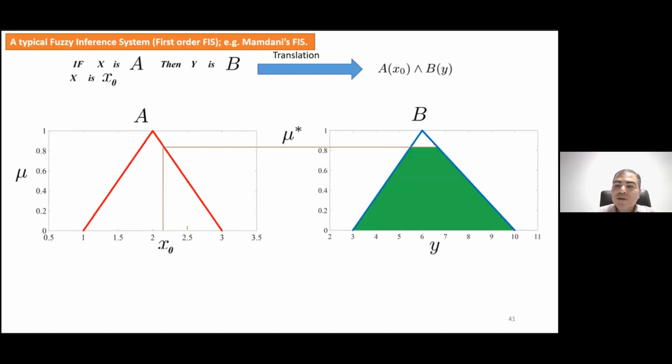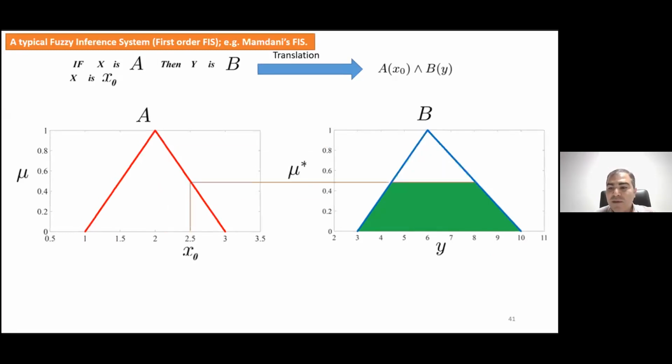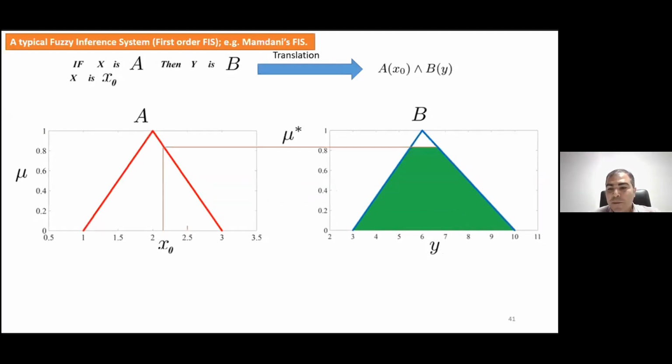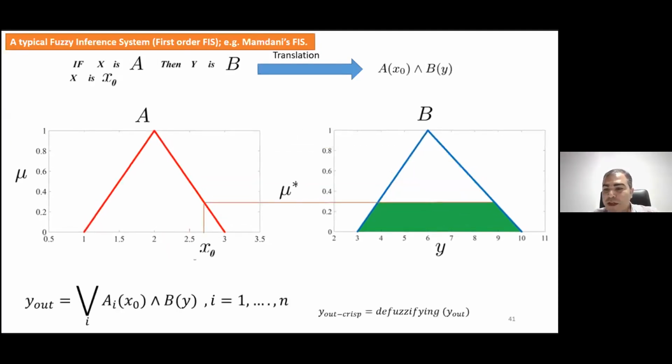This slide shows the inferred result of Mamdani's FIS for a single rule. If there is a set of fuzzy if-then rules, then the output often is obtained by disjunction of the rules, and using a defuzzification, a crisp output is obtained.